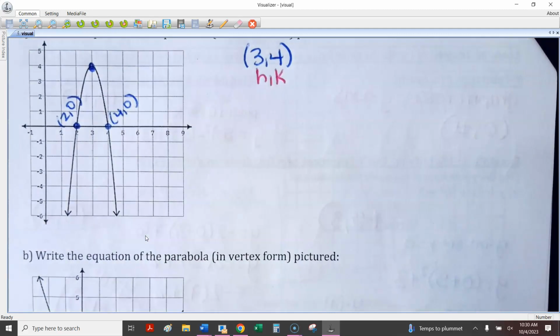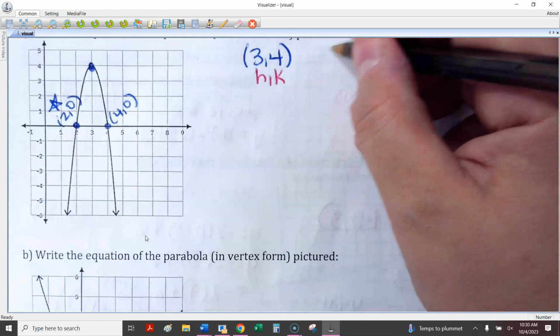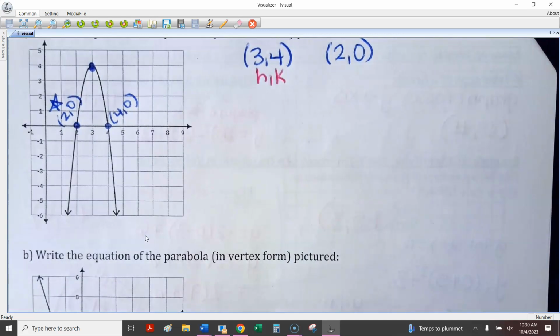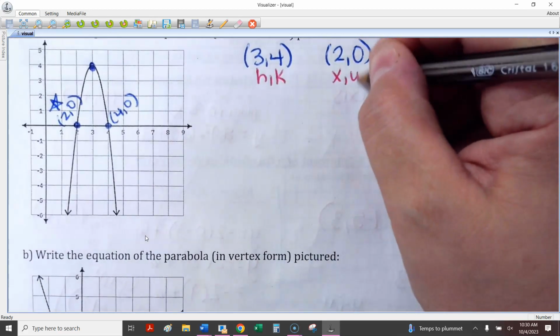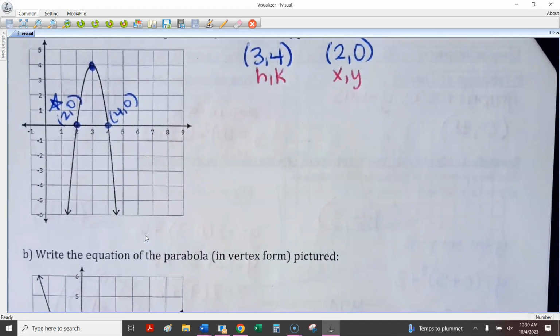One of those is a point. You just pick one of them. It doesn't matter. You get the same answer. The algebra is just going to look a little different. I'm going to pick the 2, 0, and then I'm going to sub that in for x and y. Now, just a quick question before I start. Does anybody know what the a value should be looking at the graph?